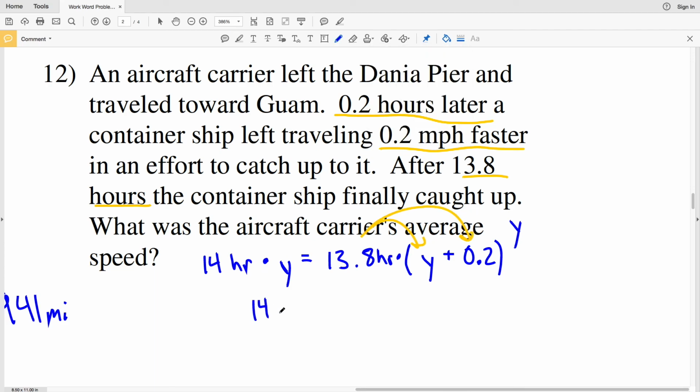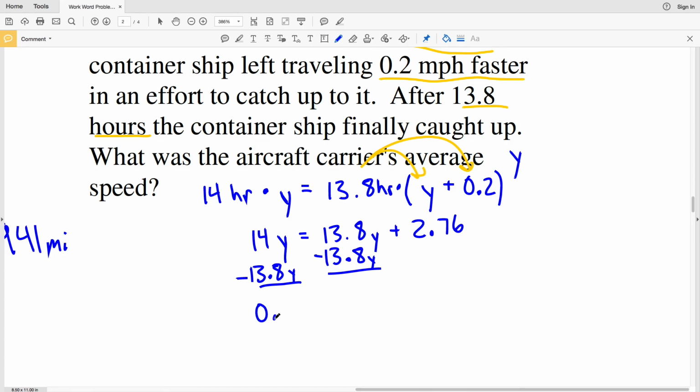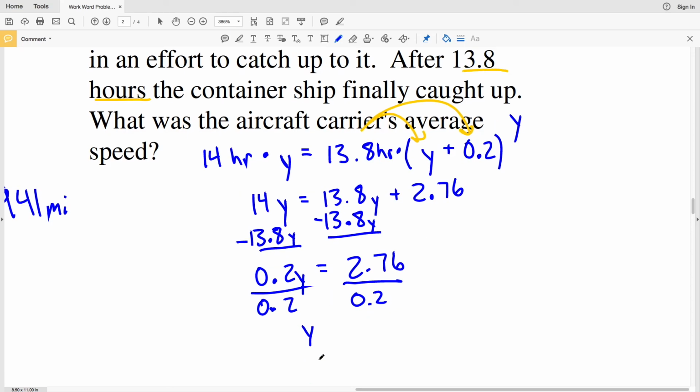So I have 14 times y equal to 13.8 times y plus 13.8 times 0.2, which is 2.76. Now I'll subtract 13.8y from both sides to get that 0.2y equals 2.76. Dividing both sides by 0.2, I get that y, the aircraft carrier's average speed, is equal to 13.8, and that is miles per hour.